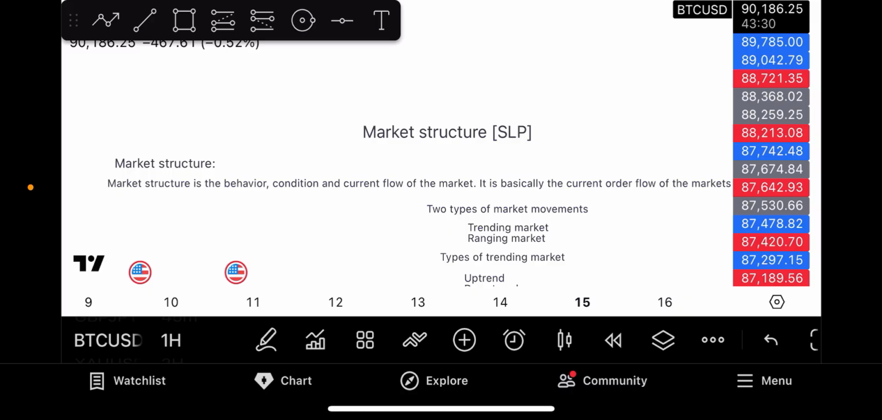So today I'll be teaching you guys everything you need to know about market structure trading, SLP, structural liquidity, point of interest (POI). I'll be more focused on market structure today, and I'll be teaching you everything you need to know about market structure trading, SLP. So without wasting much time, I'll just go straight to the point.